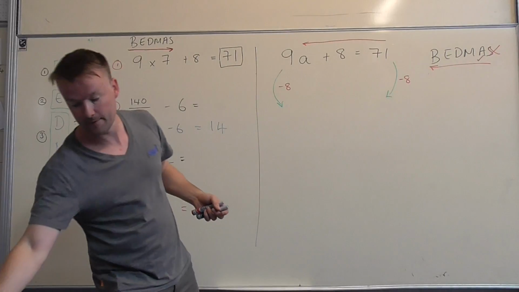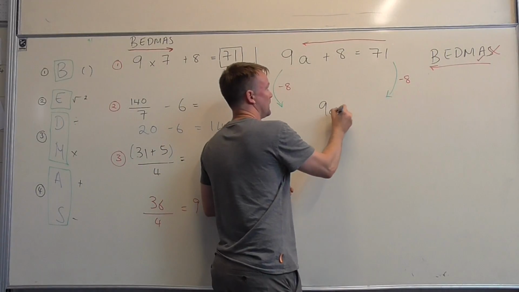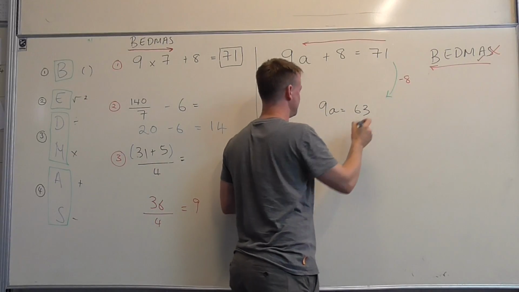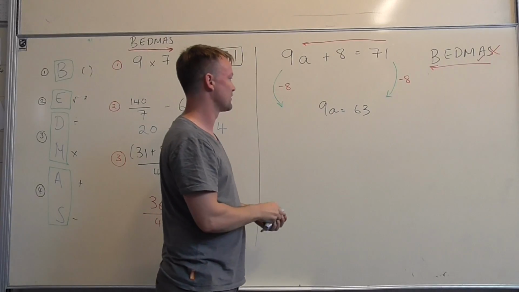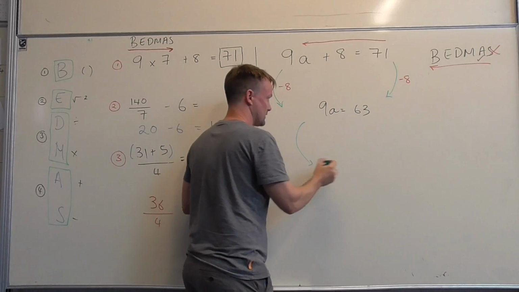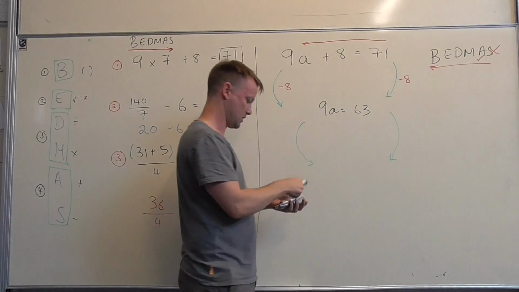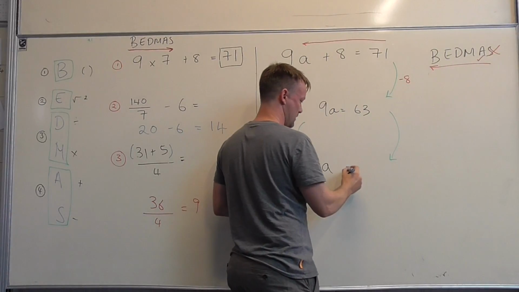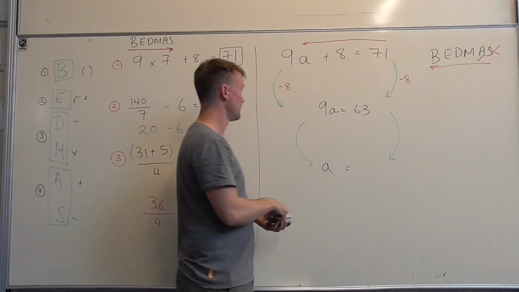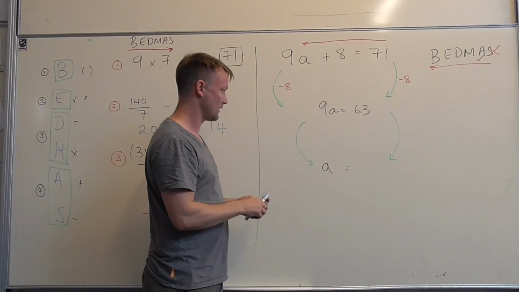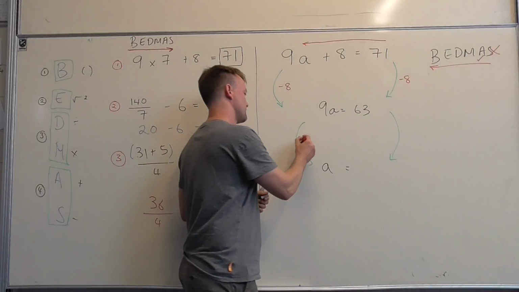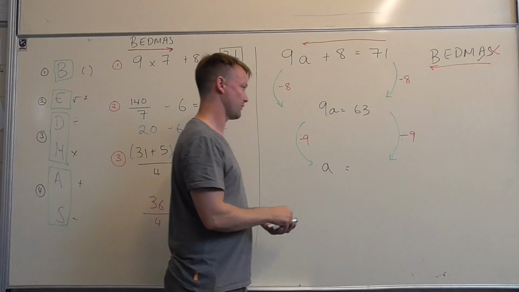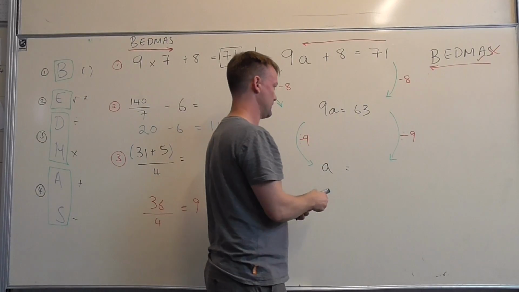So this then becomes 9A equals, well, 71 take away 8 is 63. I still have a letter and a number on this side, and what I'm after is A equals a number. Right now I've got a number and a letter equaling a number. I want A equals a number. So now I've got 9 times A equals 63. Opposite to times is divide. Divide by 9. Divide by 9. A equals 63 divided by 9. A equals 7.